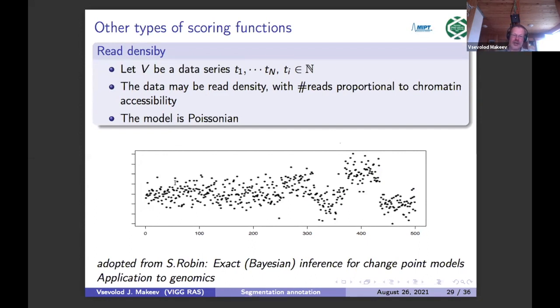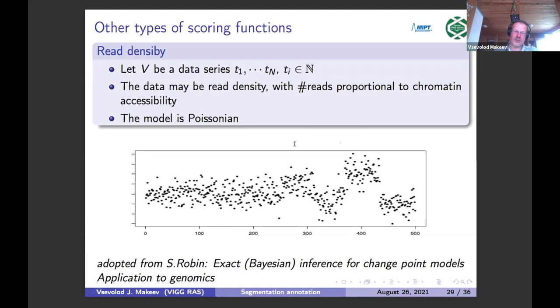And again, you are going to segment this data series into the segments. For instance, you can color them. So here's the window with a more or less similar Poisson parameter. Here's another window with a higher Poisson parameter. It's a window with a low Poisson parameter, a window with a higher Poisson parameter, and so on. So you're going to split them into the windows with different values of the expectation of the number of reads coming from the cuts of the inaccessibility, for instance. So this is the Poissonian model.